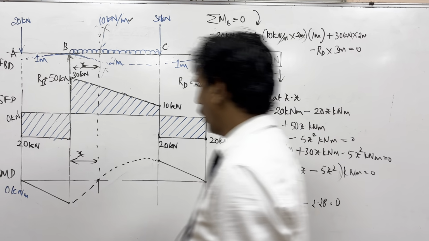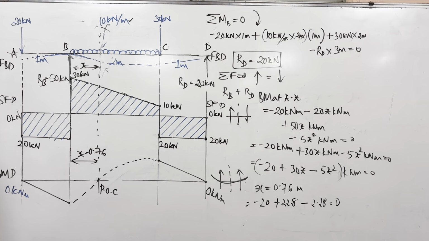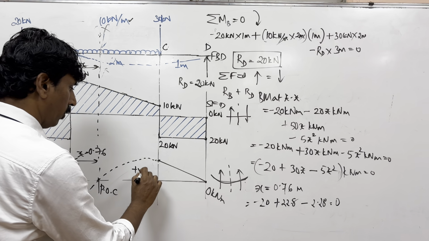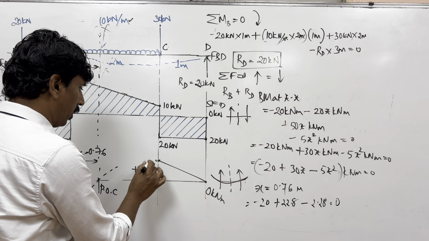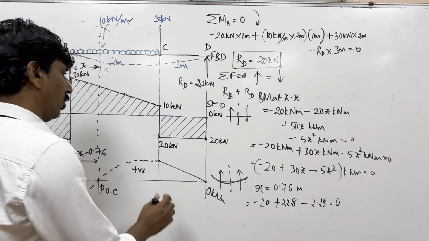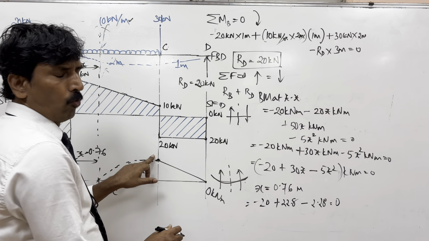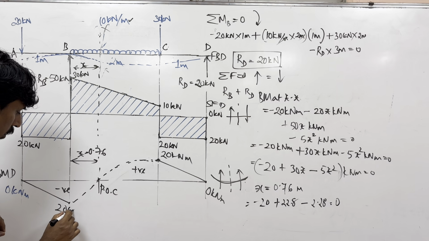So this point x is equal to 0.76 is the point of contraflexure, because the point of contraflexure is where the bending moment changes from positive to negative. And it doesn't go beyond this point, it will go like this. Guys, what is the bending moment at this point? 20 kilonewton meter. Here it is 20 kilonewton meter.